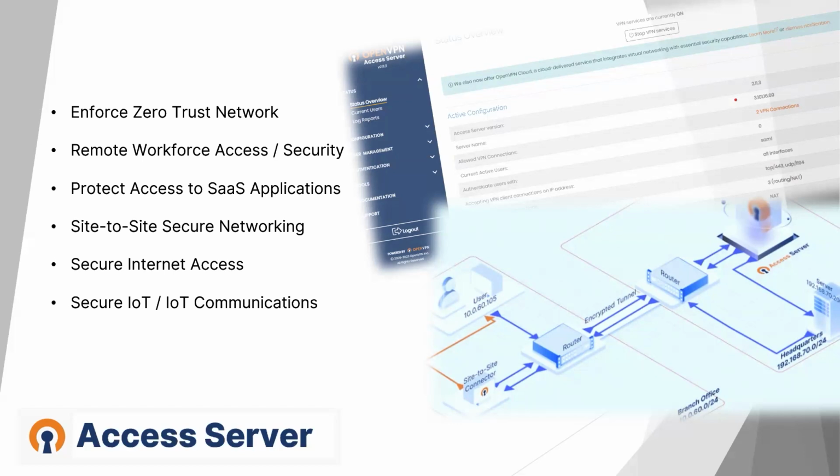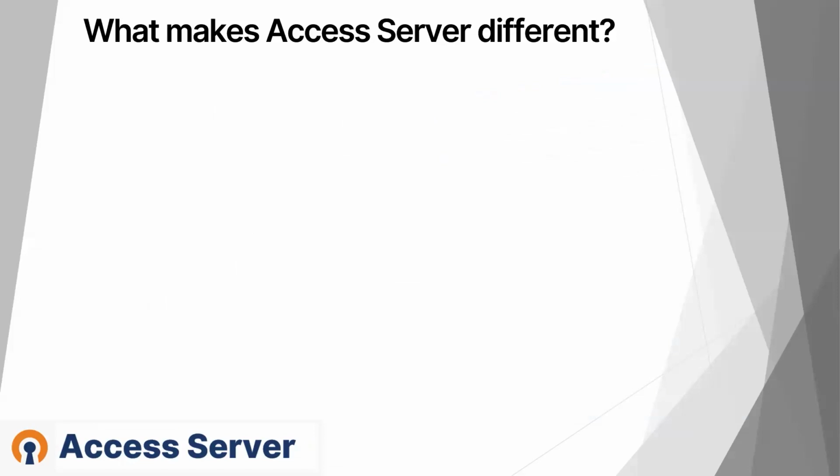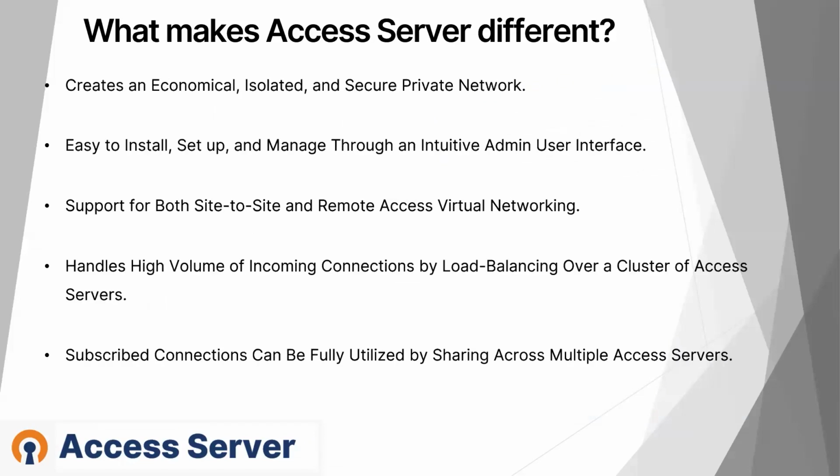A site-to-site network helps keep your entire enterprise protected by interconnecting your corporate network with remote offices. And you can rest easy knowing that your employees have safe, reliable internet access no matter where they work, if you choose to use secure internet access. And with the rise of IoT devices, it's more important than ever to stay ahead of potential security threats. So to summarize before we jump to the demo, what makes Access Server different?